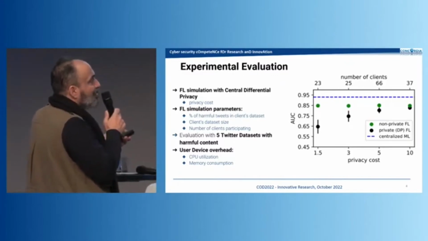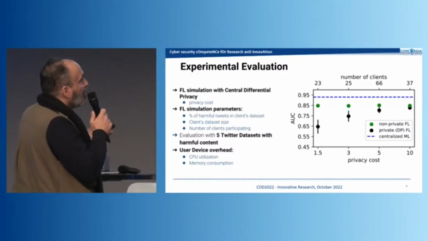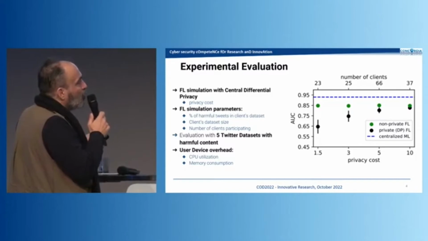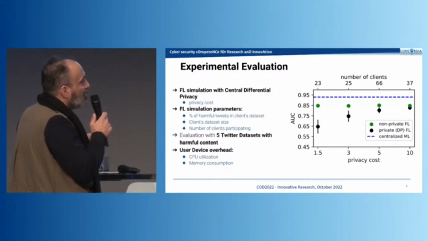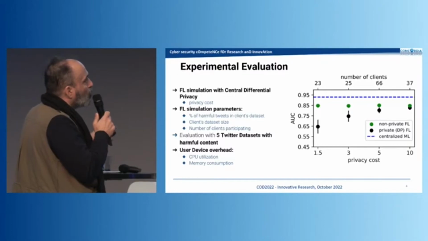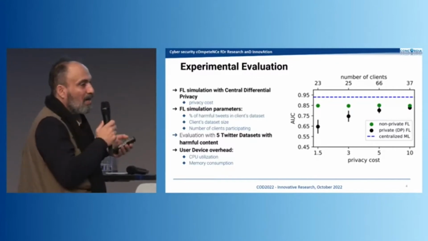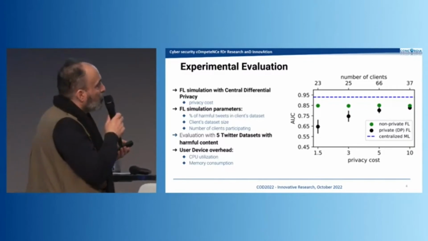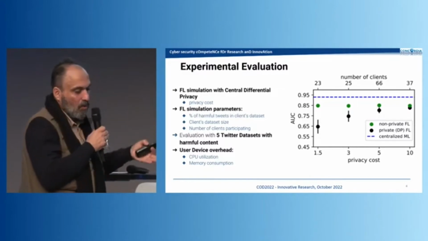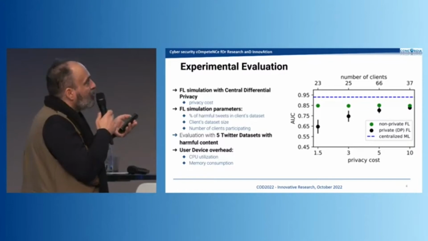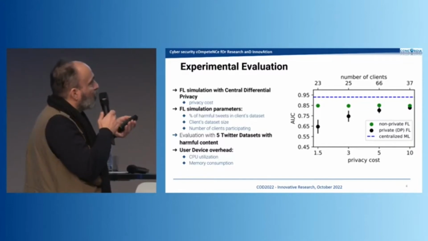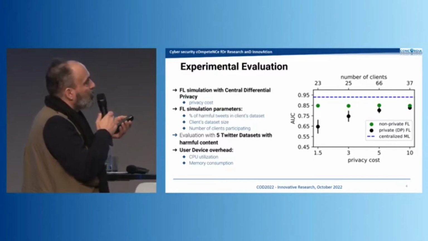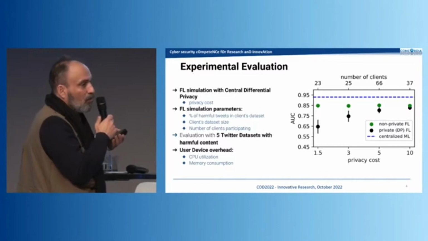One of the main results is that the private central DPFL is here. In short, we can have medium privacy, and the private model can achieve a classification performance quite close to the non-private one, and also not that far from the centralized approach, where we have the training in the classical ML fashion. So that means that applying DP noise in the training phase will not affect the classification performance that much. But we can achieve that for medium privacy.